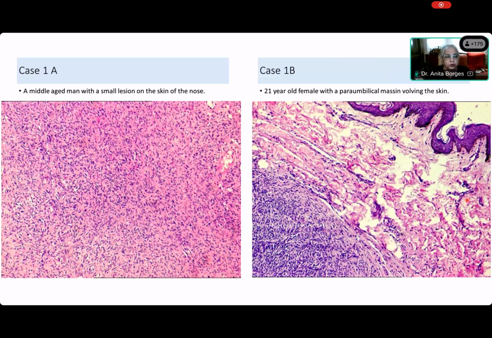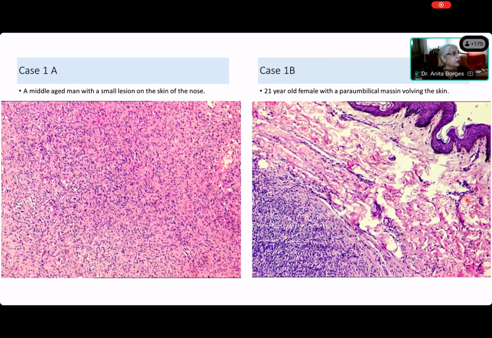Exactly. So both of them are cutaneous lesions, right? Yes, ma'am. Excellent, Saida. Now you describe what you see. This is fairly low power. We discussed how we have to go about it, right? Yes, ma'am. So observations first. Ma'am, in the left side of the slide, the lower part shows bland, small spindle cells in a concentric pattern with numerous blood vessels.